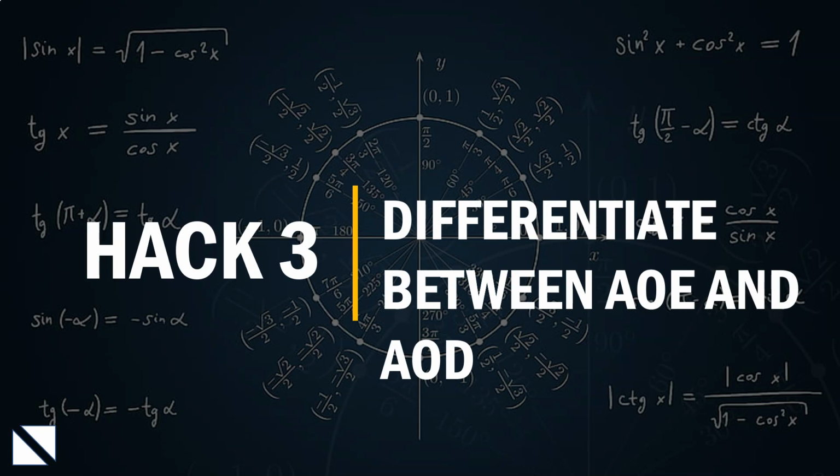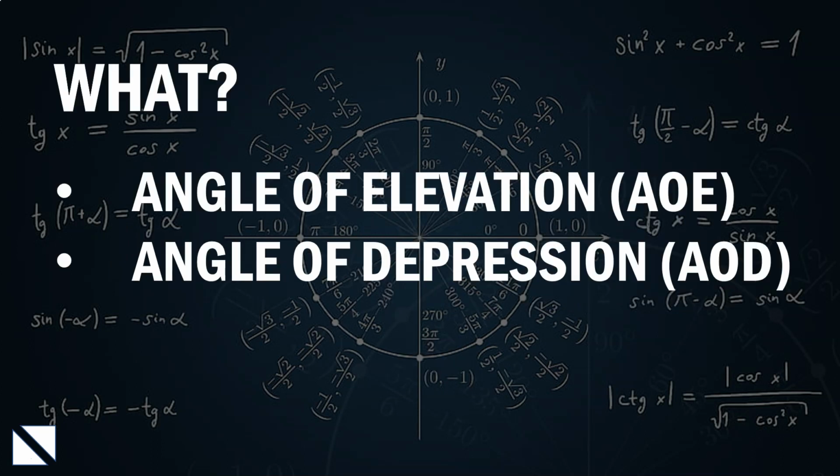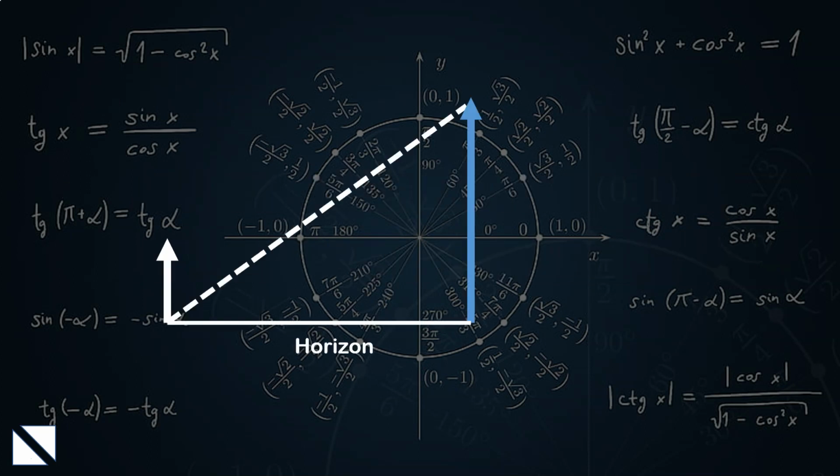Hack 3. Differentiate between AOE and AOD. Now AOE and AOD are not Greek and Latin, it's just an abbreviation for angle of elevation and angle of depression, so don't get too worried about that. It's essential to differentiate between these because the questions could be worded in a way where you can get confused between which one's pointing up and which one's pointing down. So it would be ideal for you to have a comprehensive understanding of both of these values.